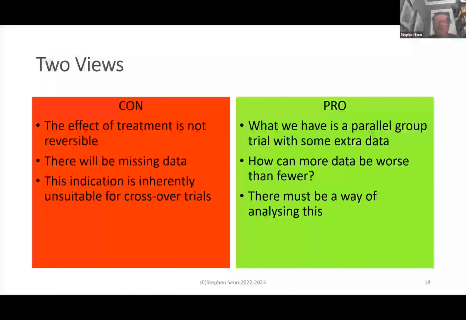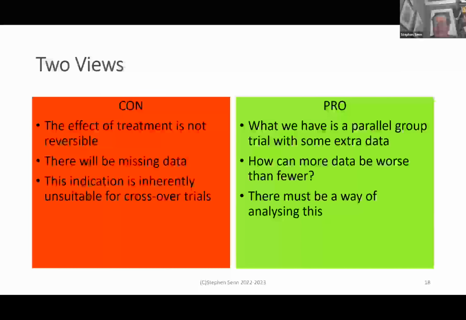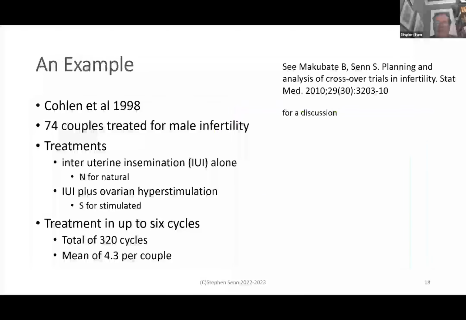So here are two views about crossover trials in infertility. Con: the effective treatment is not reversible, there'll be missing data, so the indication is inherently unsuitable for crossover trials. That was the wrong opinion. I now believe it to be a wrong opinion that I once held. Pro: what we have is a parallel group trial with some extra data. How can more data be worse than fewer? There must be a way of analyzing this. That's what I now believe.